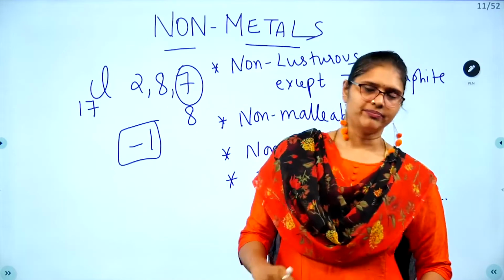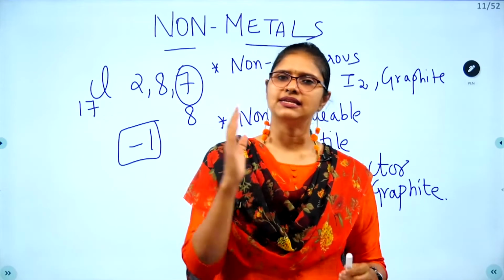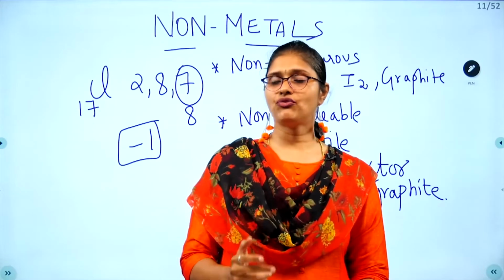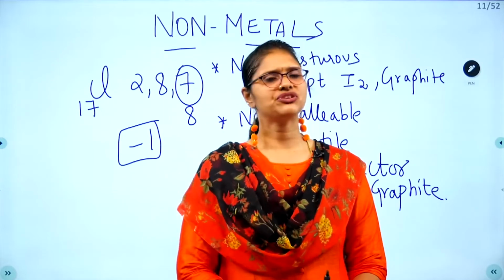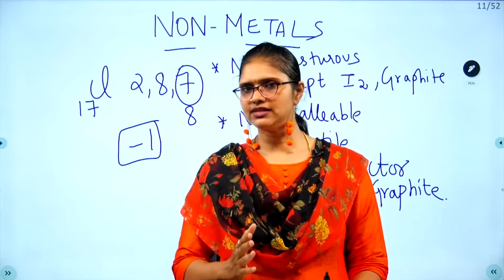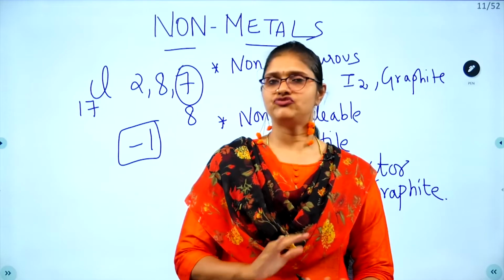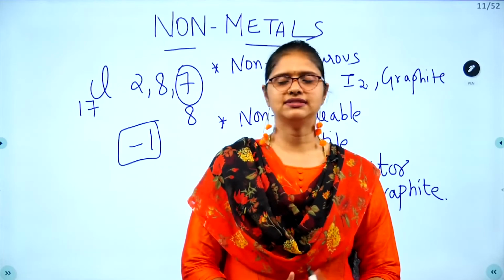In chemistry, loss of electrons means positive, gain of electrons means negative. So here it is gaining 1 electron, therefore it is -1. So what is the definition of a non-metal? A non-metal will gain electrons. Therefore, generally non-metals will have a negative valency.